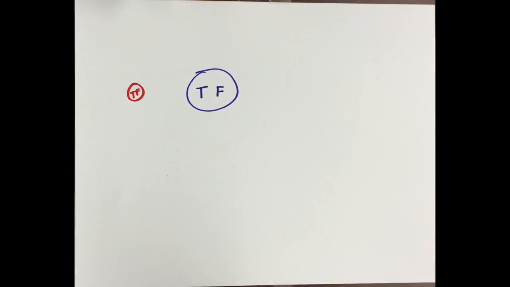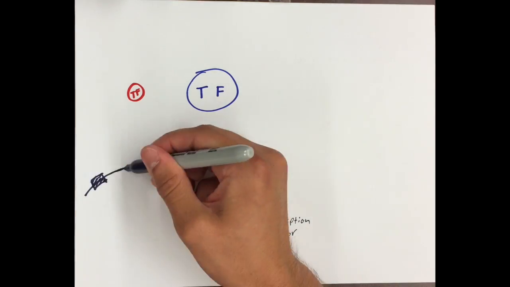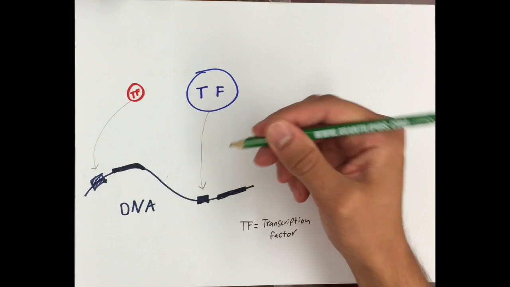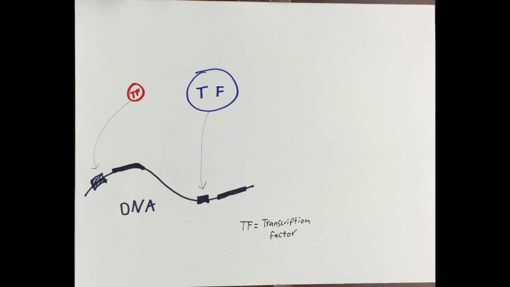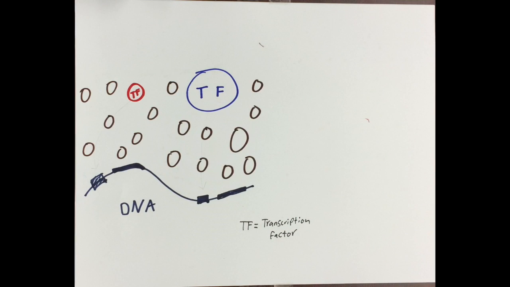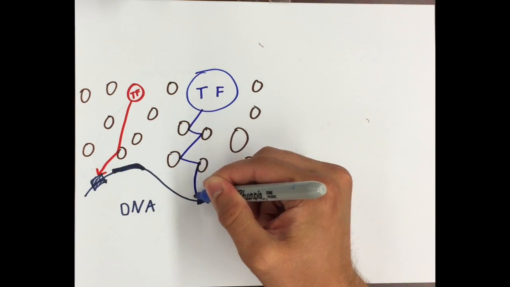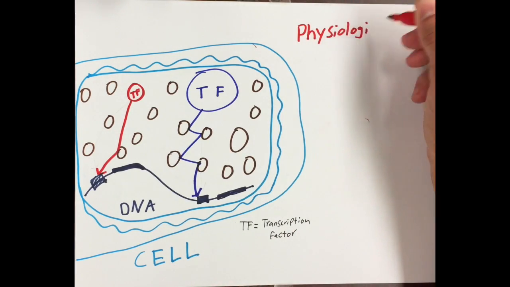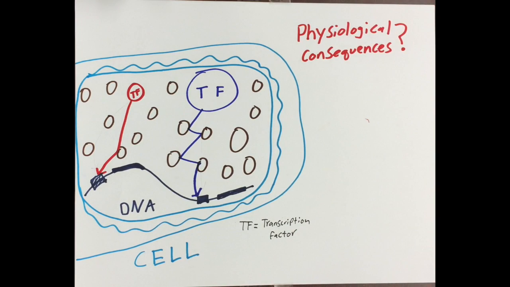So, if we imagine two transcription factors, one small in size and one larger, in a non-crowded environment, they should have no trouble finding their DNA target sequences and turning on their genes. However, in a more crowded environment, a larger transcription factor will have significantly more trouble diffusing to its target. But just how crowded is the cell, and does this crowding have physiological consequences in cell behavior?